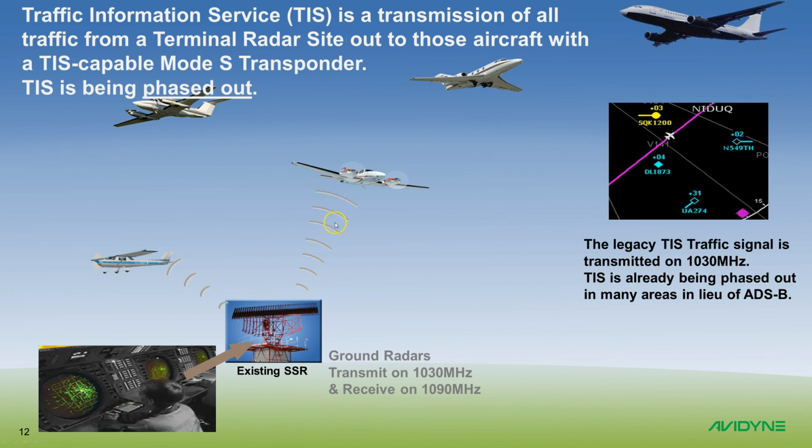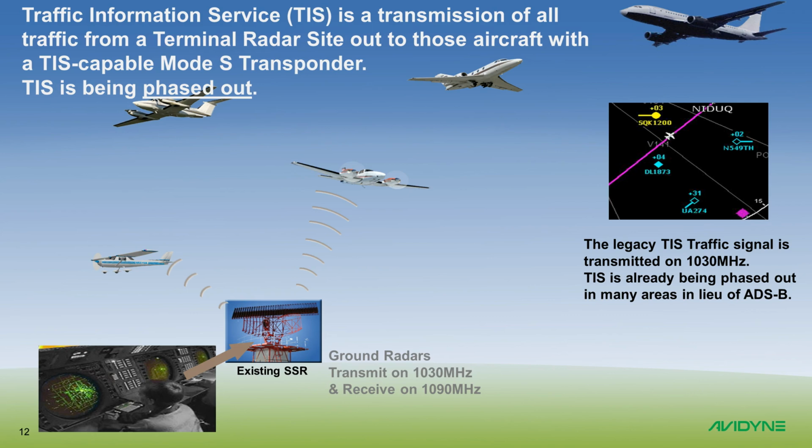So what would happen is if you flew into that terminal area, when the ground station was sending out those interrogation pulses, they were encoded with all the traffic that they were seeing on their scope, sent up on the 1030 megahertz frequency. If you had a TIS transponder, you could decode that information and display it on your multifunction display in the cockpit and get a good idea of the number of aircraft around you during an approach or departure, which was really nice and added a low-cost safety solution for a lot of aircraft that couldn't afford a TCAS at the time.